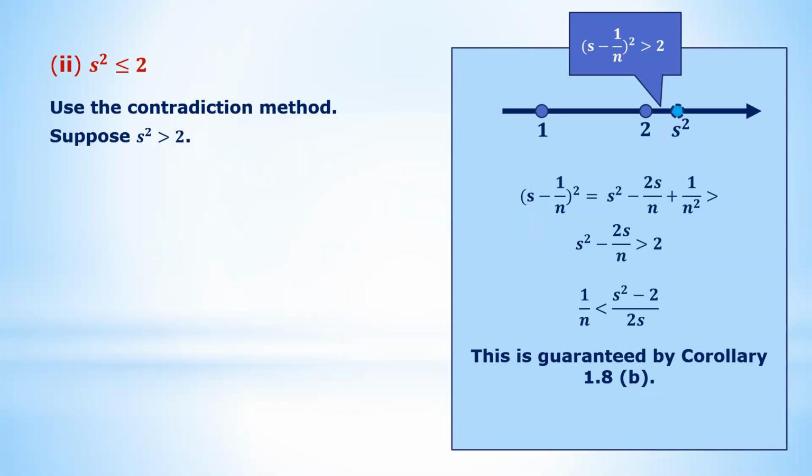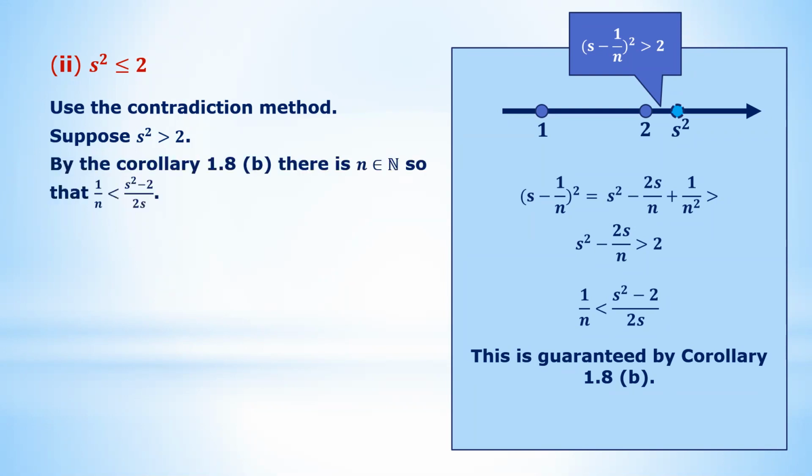1 over n is less than that. Okay, so you can see that I got the existence of n, so that (s minus 1 over n) squared is greater than 2 is in the gap. And now I can use this in the proof.